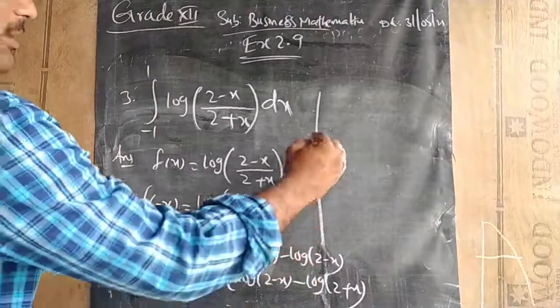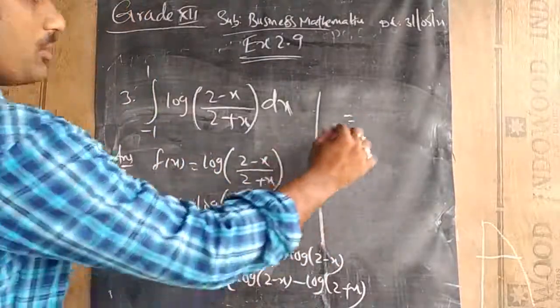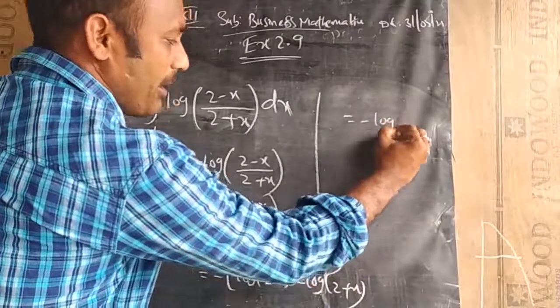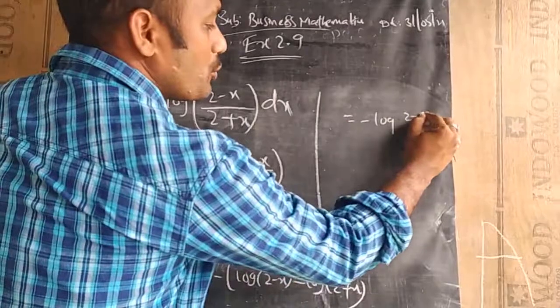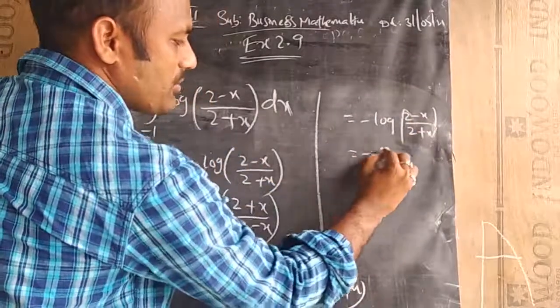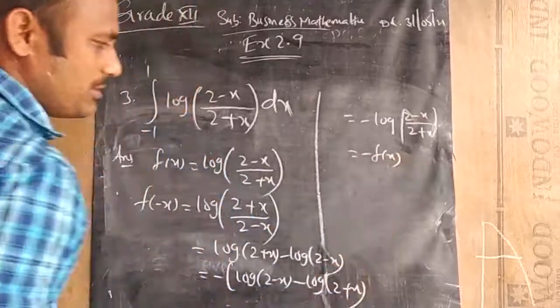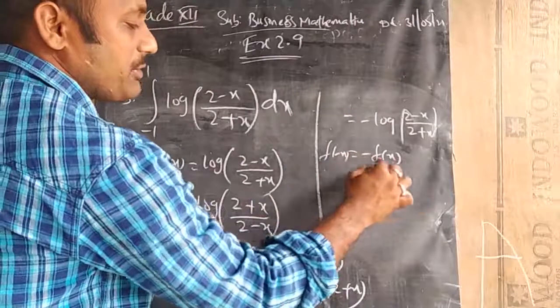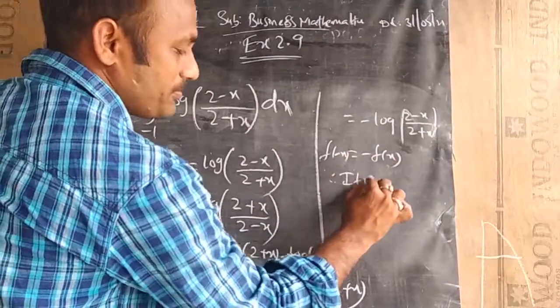So this, if I am writing in log a minus log b, can be written as log a by b, which is log of (2 minus x) by (2 plus x), which is equal to minus of f of x. So we are getting f of minus x is equal to minus f of x. Therefore it is an odd function.